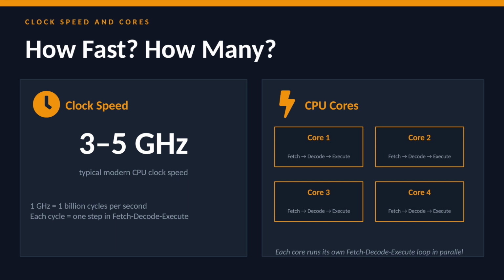Let's talk about clock speed and cores. CPU speed is measured in gigahertz. A modern CPU typically runs at 3 to 5 gigahertz. That's 3 to 5 billion cycles per second. Each cycle completes one step of the fetch, decode, execute loop. Now cores. One core means one independent processing unit, one full fetch, decode, execute loop. Modern CPUs have multiple cores, 4, 8, 16, even 32. So practically a 4-core CPU can process 4 separate instructions in parallel at the same time. That's why multi-core CPUs feel much faster in real-world use.